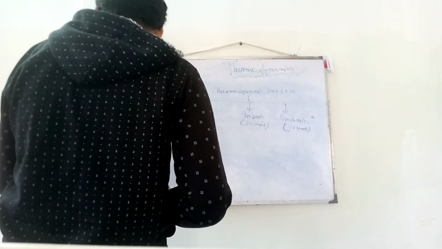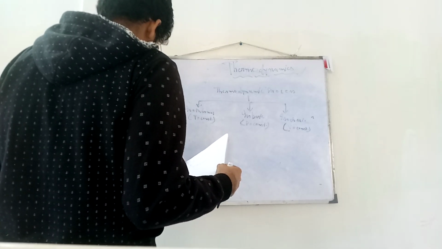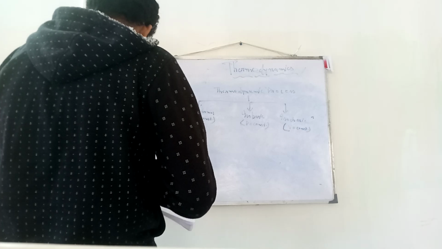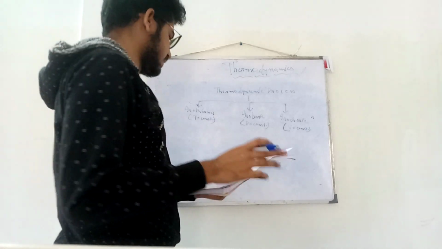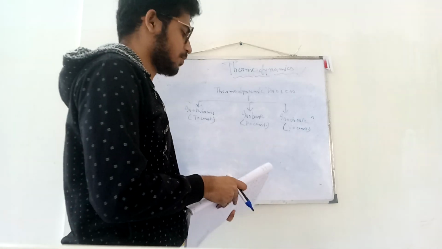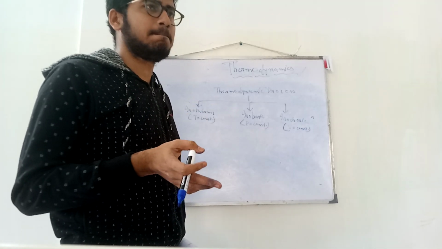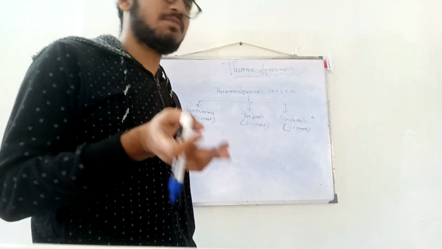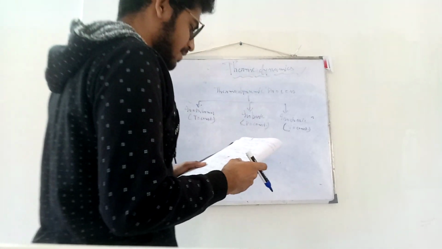Okay, so let's go to the one more thing, unsteady flow process. Unsteady flow process is the reverse of steady flow process. That means the properties which change with time are called unsteady flow process. Okay, so I'm not going into that part.